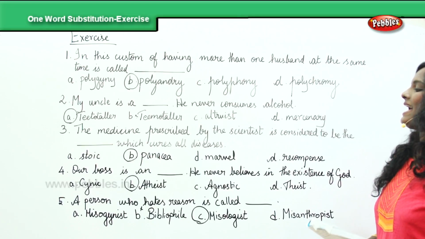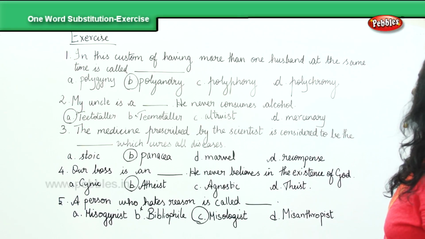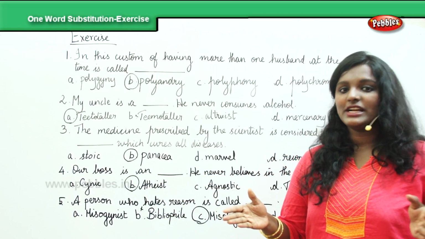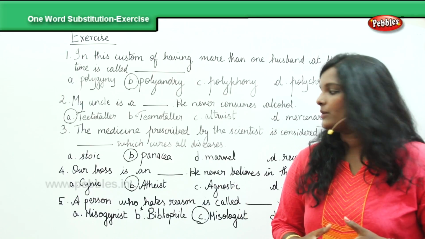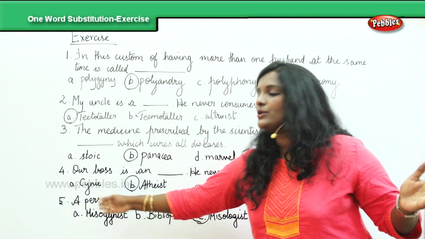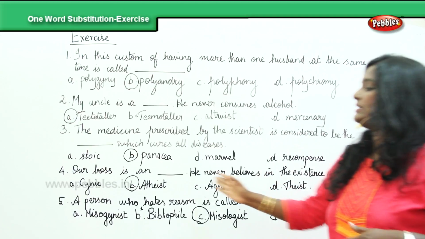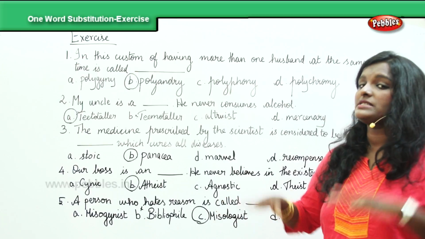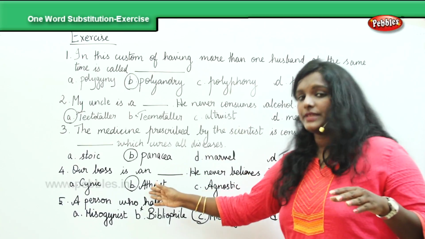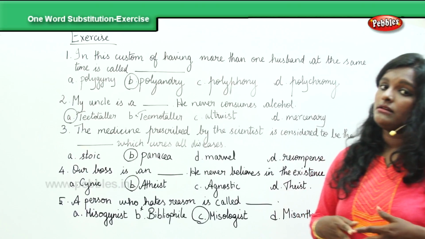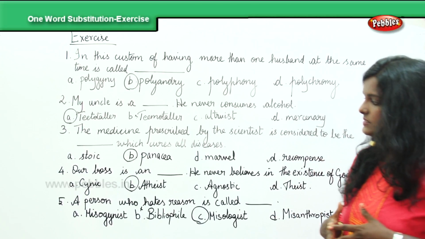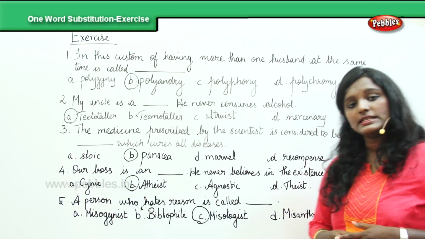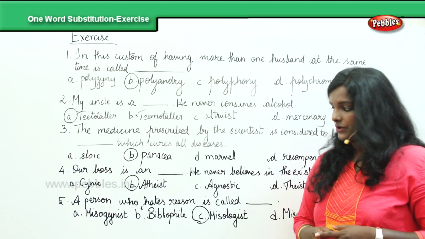Our boss is an dash. He never believes in the existence of God. Now see, this "an" itself gives us a clue that it should be a word which begins with a vowel sound. From that you can obviously exclude cynic and theist. It can either be atheist or agnostic. Now agnostic means being doubtful. So that gives us the answer atheist, which means a person who doesn't believe in the existence of God, whereas cynic means being selfish and theist means believing in the existence of God.